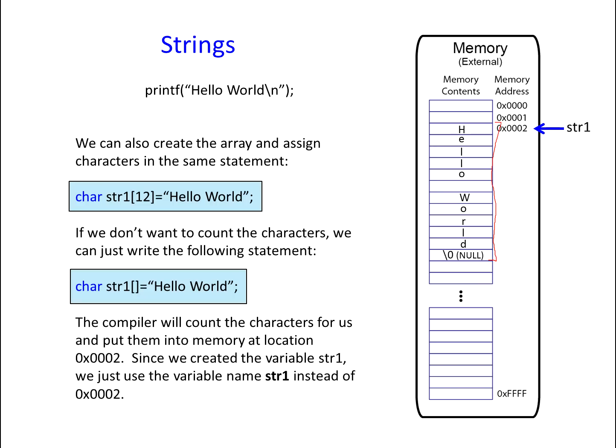Now here we were saying, okay, we know how long the string is, but let's say we didn't want to have to count it each time. Well, we can actually leave out the number inside the square brackets, just specify the string we want, and the compiler will count it for us and put that in memory, including the null character.